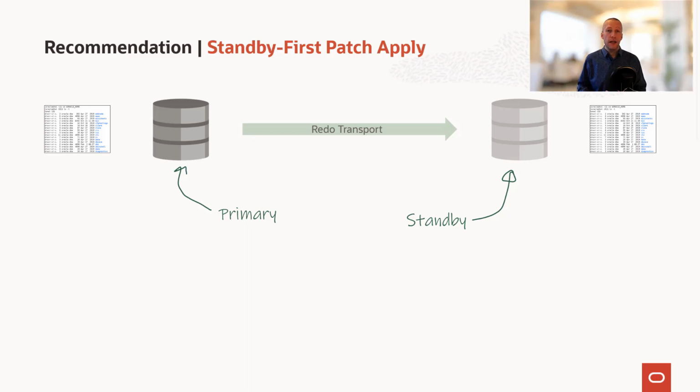Now, if you have Data Guard, it is possible to patch your database without having to take the database down. How does that work? Well, you have to use what we call standby first patch apply. And imagine this scenario. We have a primary database and a standby database. Both of them are running on the original Oracle home, and we want to patch them.